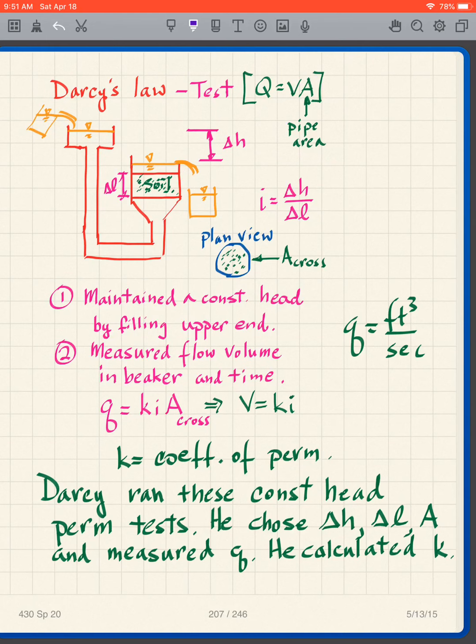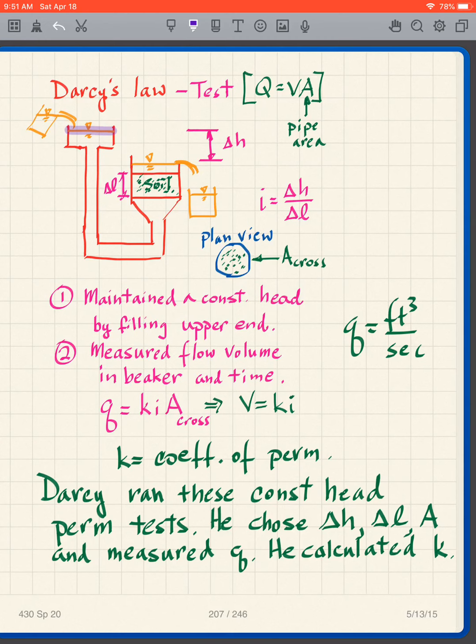and we have water here, and then water at the top here. And the idea was that we would get water to flow upward through the soil. So he maintained a constant head at the top.